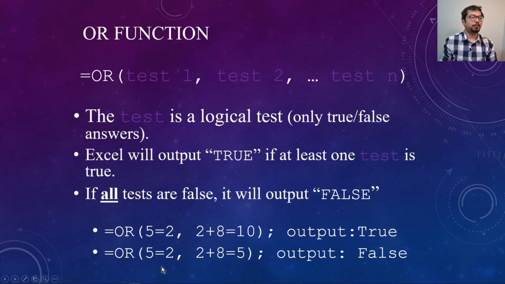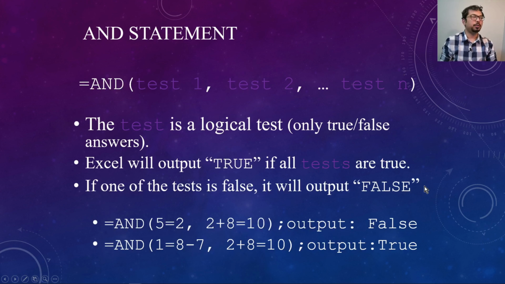To become false, all of the statements in the OR function have to be false. Now if we go to the next one, it's called the AND statement. As you can see, we have a similar syntax to OR. We can have n number of tests here, and similarly it will give us a true or false. The conditions that we provide all have to be true for the output to be true. If any one of them becomes false, then the total output will be false.